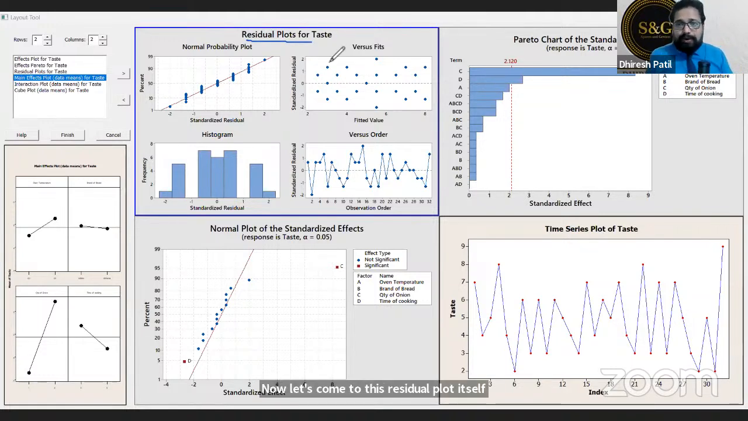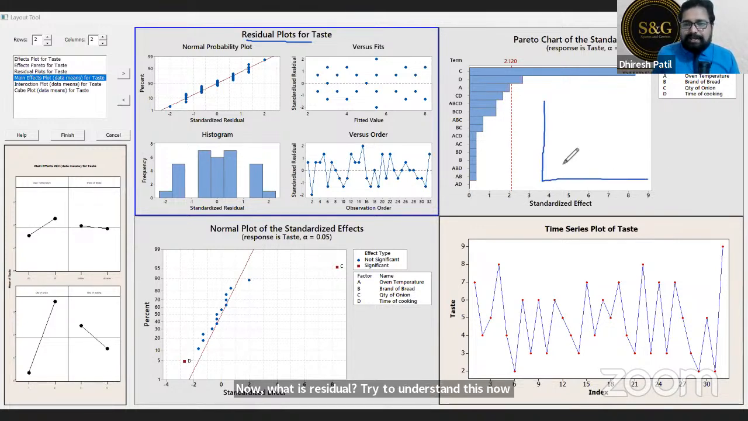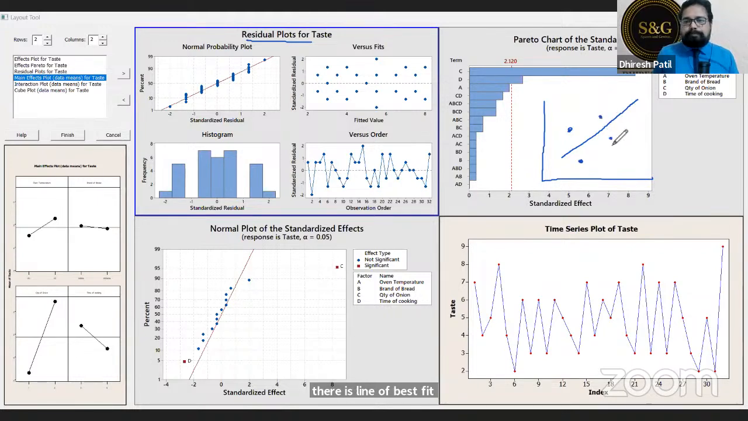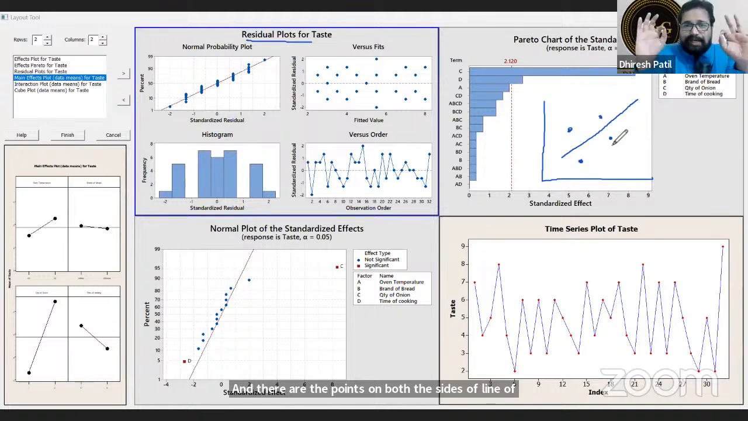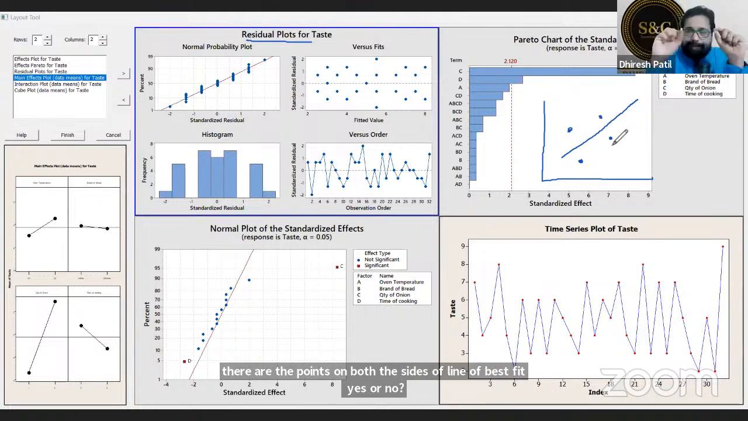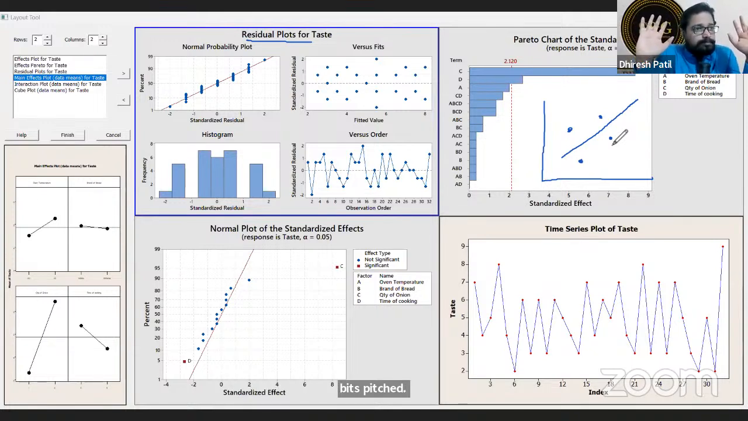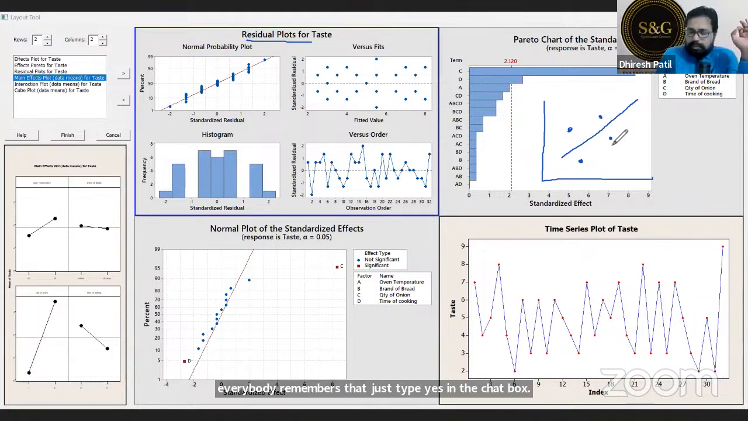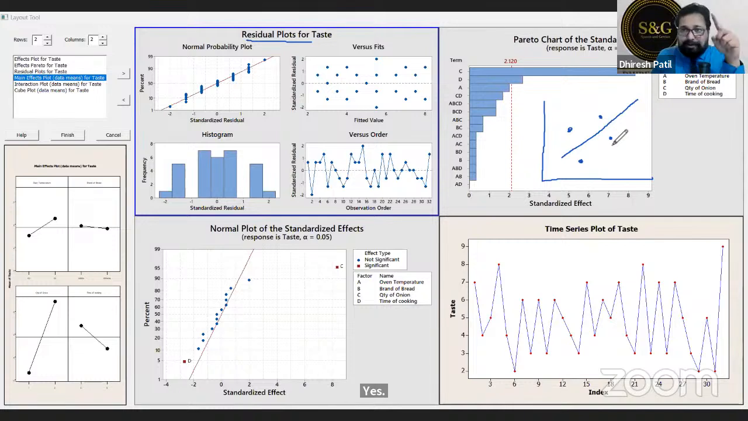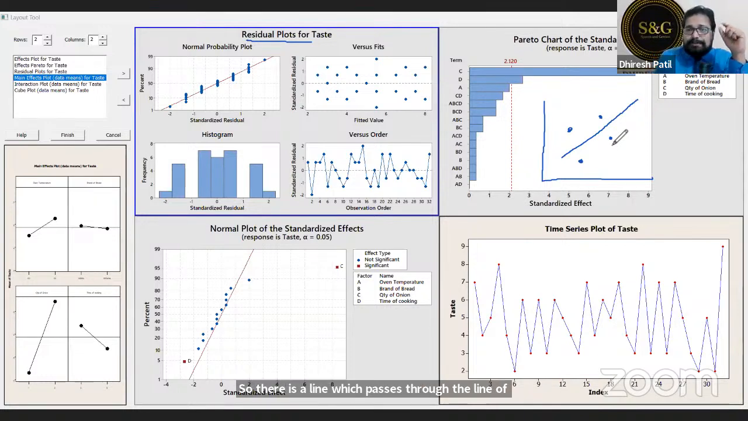Now what is residual? Try to understand this. Yesterday we saw the regression analysis, right? There is a line of best fit and there are points on both sides of the line of best fit. Yes or no? Everybody remembers yesterday's regression analysis? We have seen the line of best fit and the points were on both sides of it. Just type yes in the chat box. Who does not remember? So there is a line, called the line of best fit, which passes through all the dots, correct?